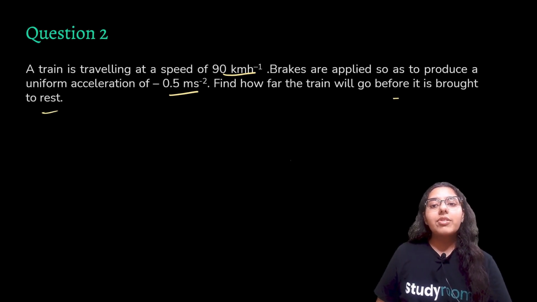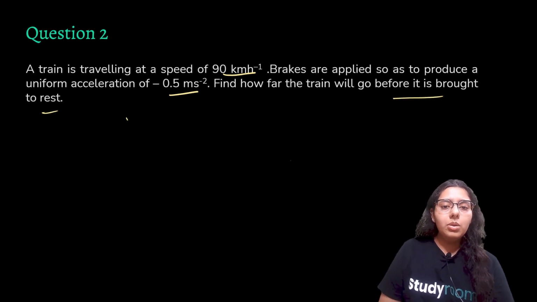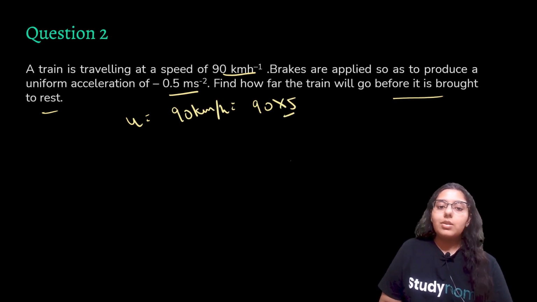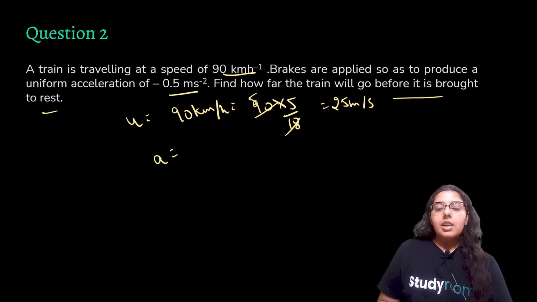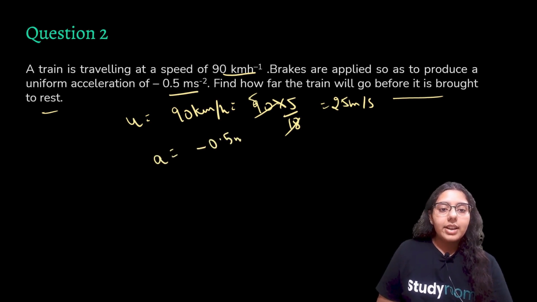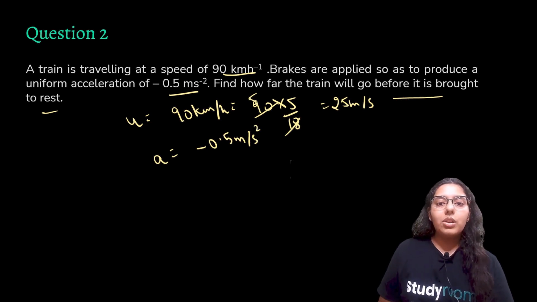Okay. So our initial velocity is 90 km per hour. So let's quickly convert it into meter per second. 25 meter per second. So now your acceleration is in negative direction. Your velocity is of course decreasing. Also you have applied brakes, right? So find how far the train will go before it is brought to rest.